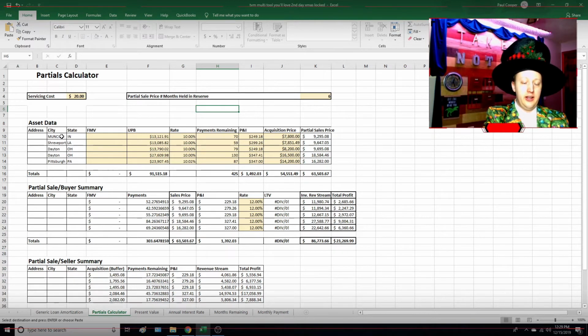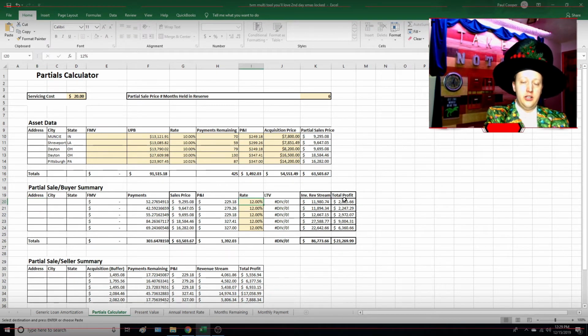Here were some assets that I bought: the unpaid balance, the interest rate that was built into the loans, the payments remaining, the P&I, the acquisition price, which was the price that I was paying for them, and then 6 months worth of reserves, which is just 6 times the P&I added on. That was the sale price I was looking to get people invested at. And then you could transfer everything down here, so you could have your city and states just continue on. And then the fair market value would be plugged in. All this stuff is carried from up here down here.